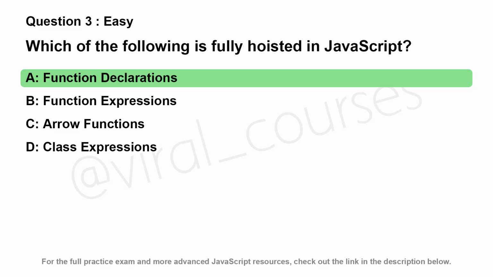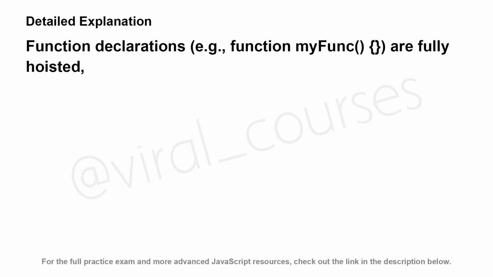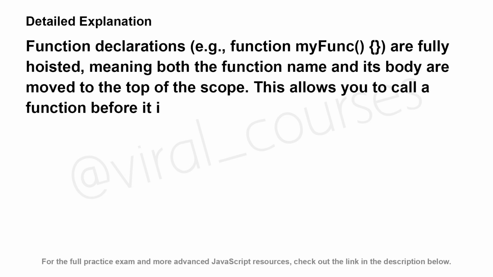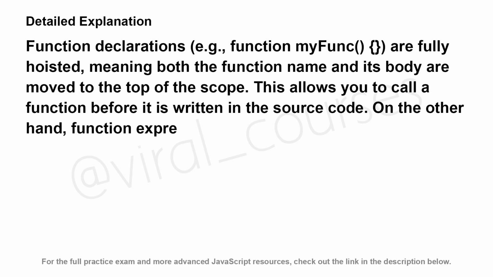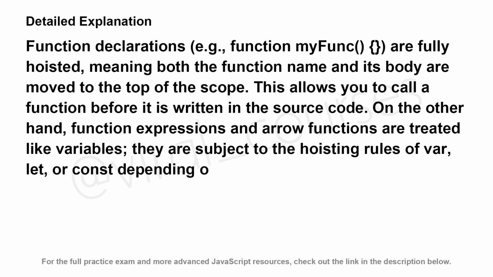The correct answer is A. Function declarations, e.g., function myFunc, opening curly bracket, closing curly bracket, are fully hoisted, meaning both the function name and its body are moved to the top of the scope. This allows you to call a function before it is written in the source code. On the other hand, function expressions and arrow functions are treated like variables. They are subject to the hoisting rules of var, let, or const depending on how they are declared.